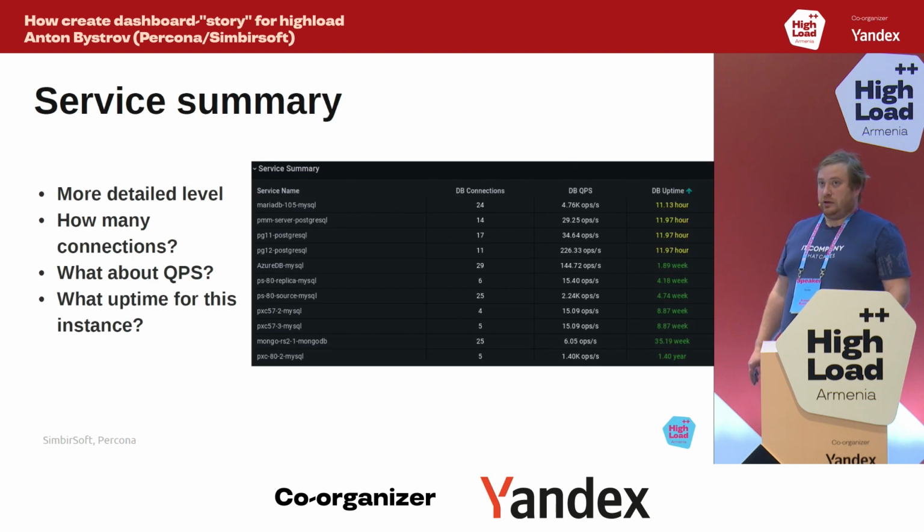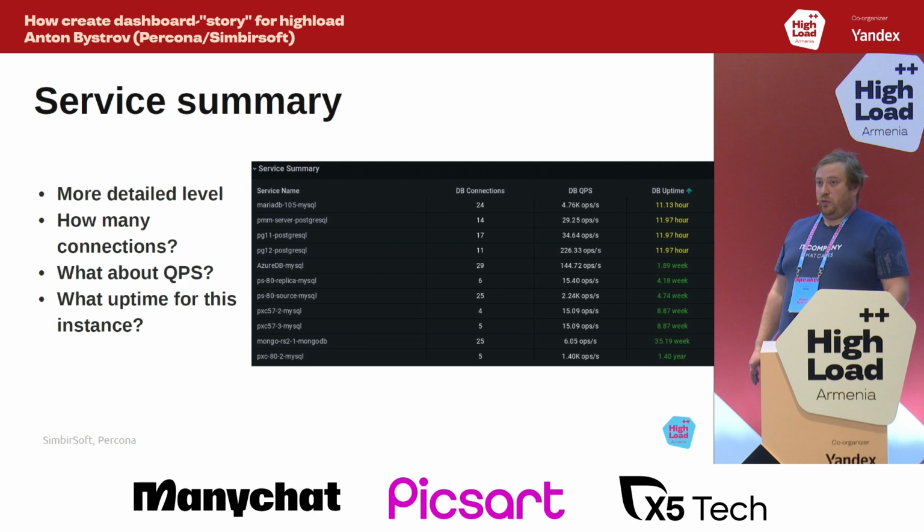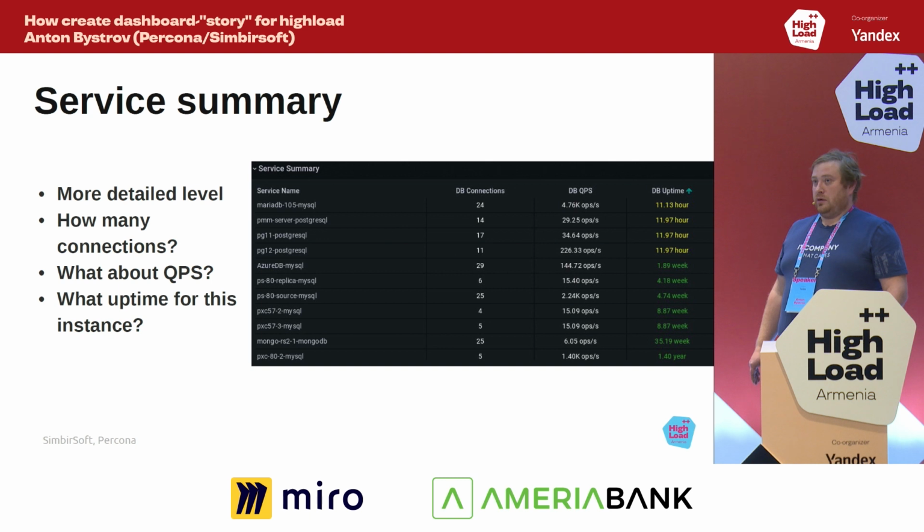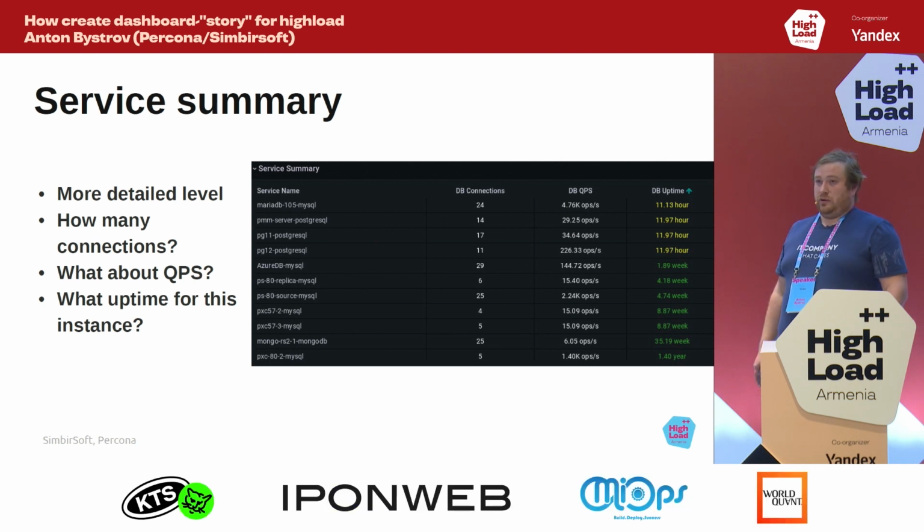And the last is the service summary. Here we can see information about services and databases. In the left column, the name of your instance. At the center, how many connections you have to this database. Next, how many requests per second you have. And about database uptime. This is the full dashboard, and now it looks better, but we want more.